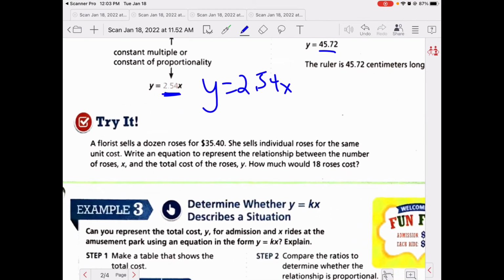So a florist sells a dozen roses. So again, we have a dozen, which remember means 12, for $35.40. She sells individual roses for the same unit cost. Write an equation to represent the relationship between the number of roses, x, and the total cost of roses, y. So again, remember our constant of proportionality is y over x. Well, y in this case is the cost of roses, over the number of roses, because that's our y over x value, okay?